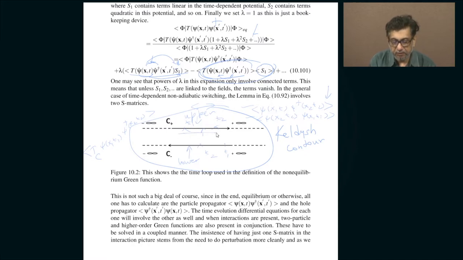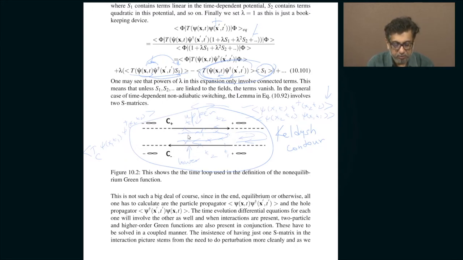So, the implication is that you are going like this. The path of increasing times is like this. This time is greater than this time, which is greater than this, even greater, and even greater, like that. So time is increasing like this. This is called the Keldysh contour.